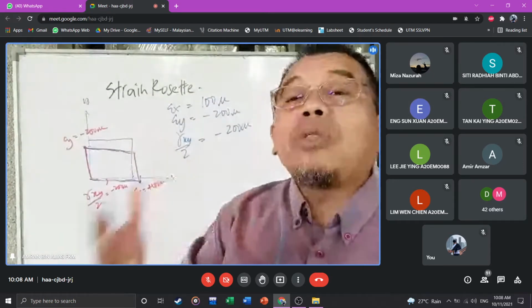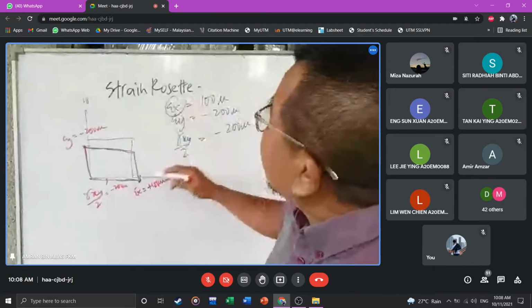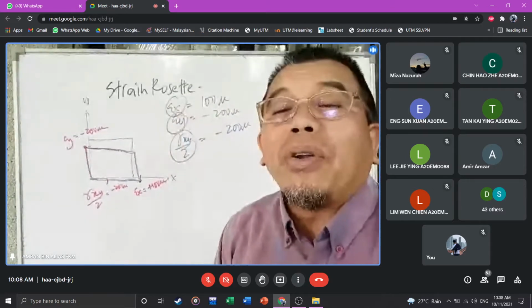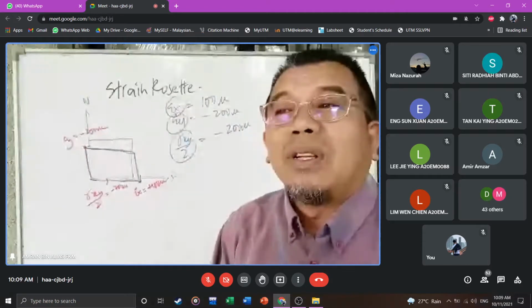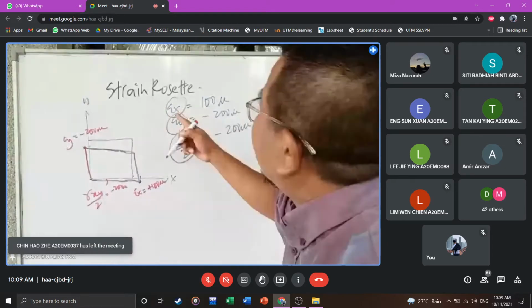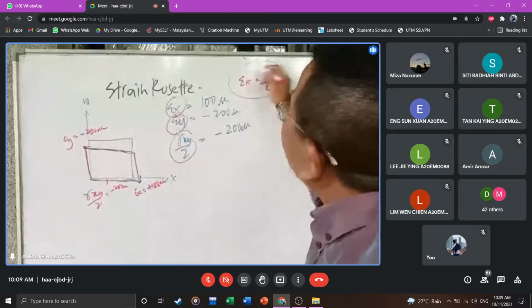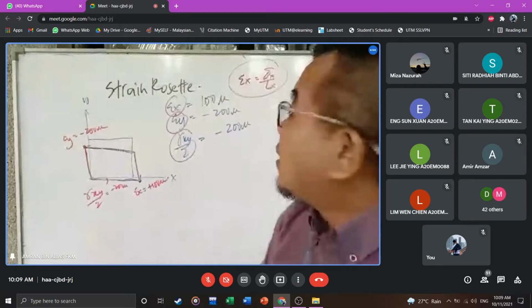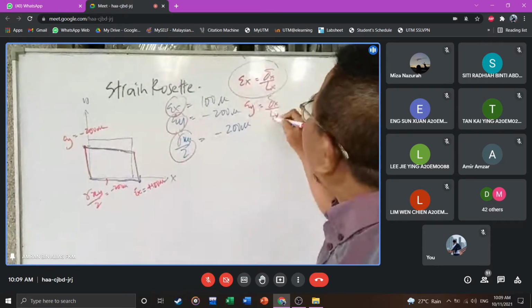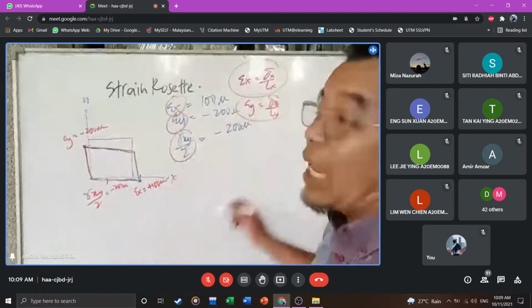Okay. Now we want to go back a little bit. How did we get this value? In theory, the measurement is no problem. What is epsilon X? Epsilon X is delta X over LX. That is theoretical. Same with that one. What is epsilon Y? Delta Y over LY. No problem. And then gamma XY over 2 is the angle.